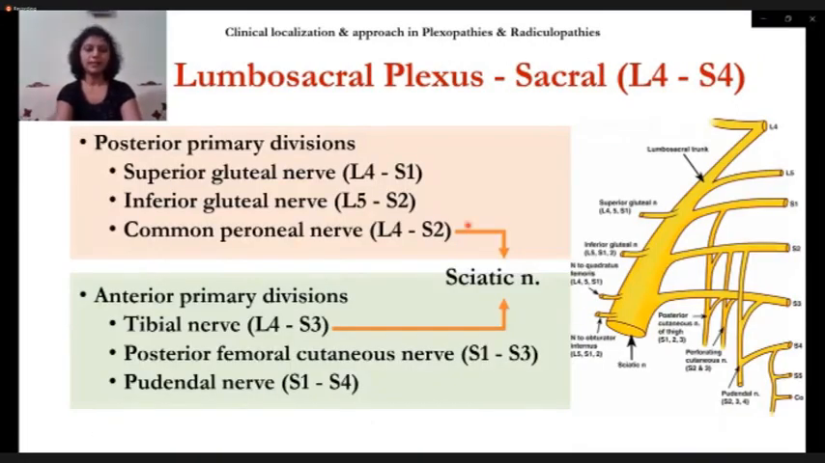The sacral plexus gives off the following nerves. The posterior primary division gives off the superior and inferior gluteal nerves as well as the common peroneal nerve, while the anterior primary division gives off the tibial nerve, the posterior femoral cutaneous nerve, as well as the pudendal nerve. The common peroneal nerve and the tibial nerve travel together as the sciatic nerve.